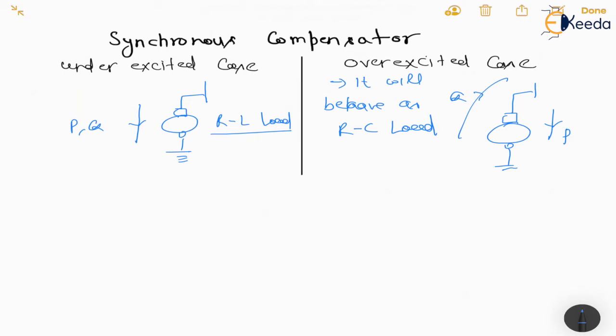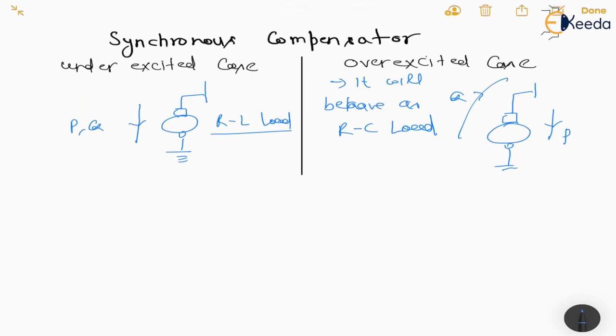Now if you see clearly, the synchronous compensator in underexcited case works as load for reactive power, as well as in overexcited case it will work as source for reactive power. So if we compare with static compensator, then it has some advantages and it has some flaws. So now we are going to discuss the advantages and the flaws.